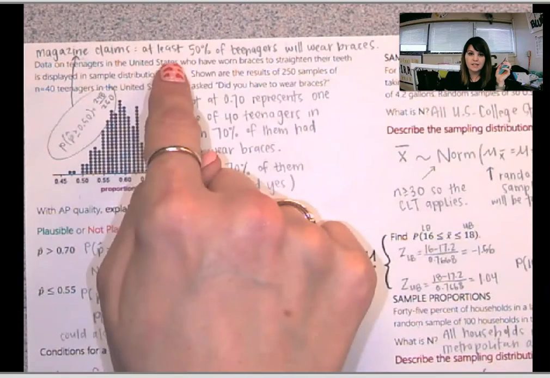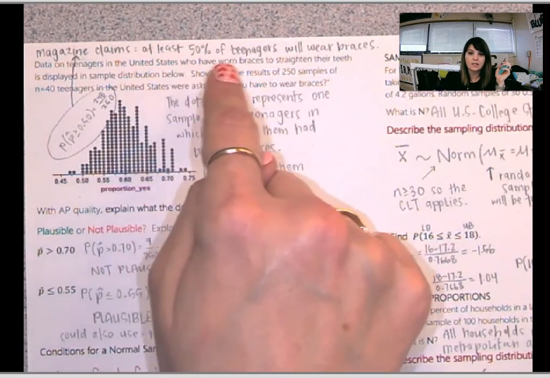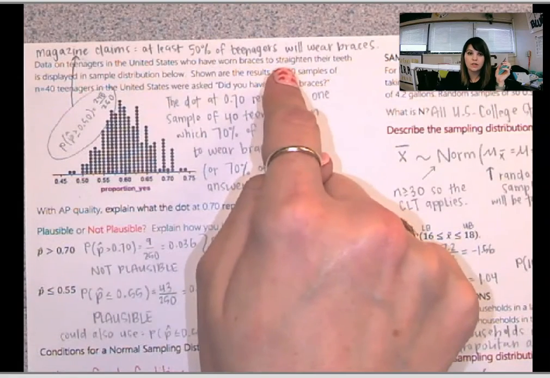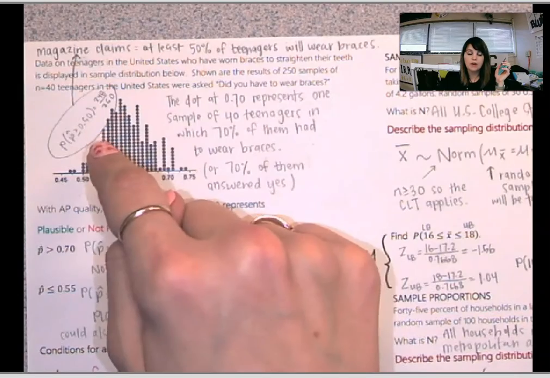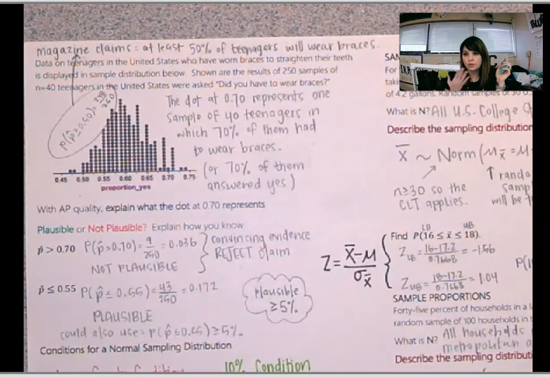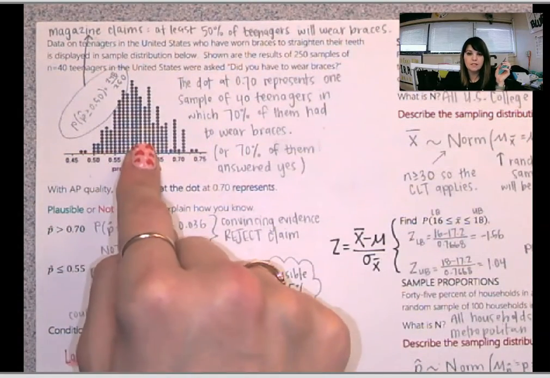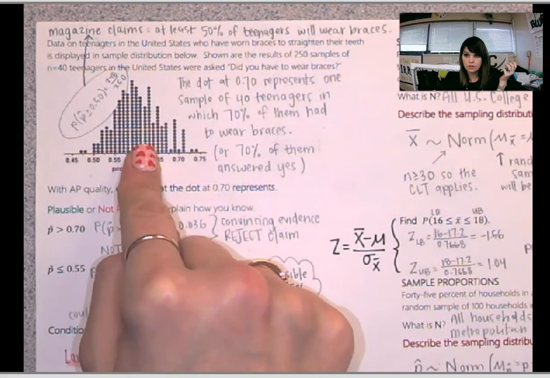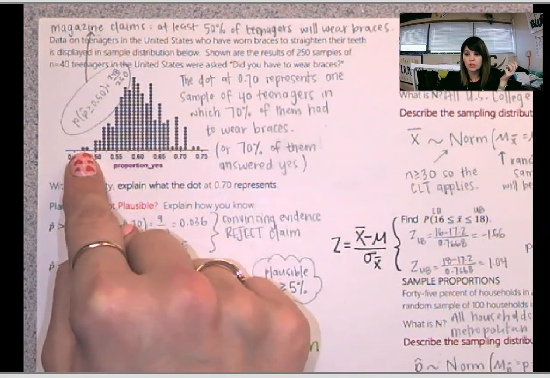So this is data on teenagers in the United States who have worn braces to straighten their teeth. They were asked the question, did you have to wear braces? And I would assume did you have to wear would include if you're currently wearing them. Of our 250 samples of teenagers, only 2 of them had a proportion where less than half of them said yes.